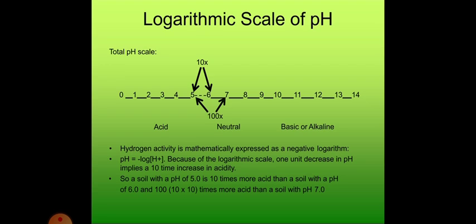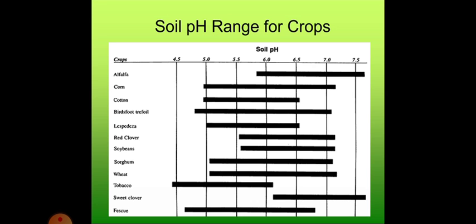Hydrogen activity is mathematically expressed as a negative logarithm. pH is equal to minus log H plus. Because of the logarithmic scale, 1 unit decrease in pH implies a 10 times increase in acidity. So a soil with a pH of 5 is 10 times more acid than a soil with a pH of 6 and 100 times more acid than a soil with pH 7.